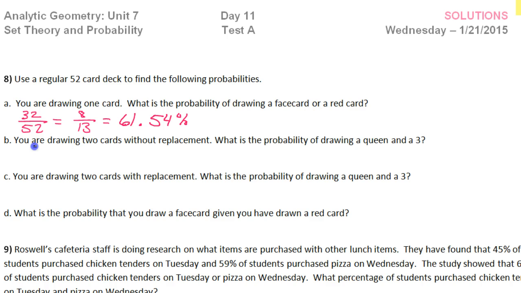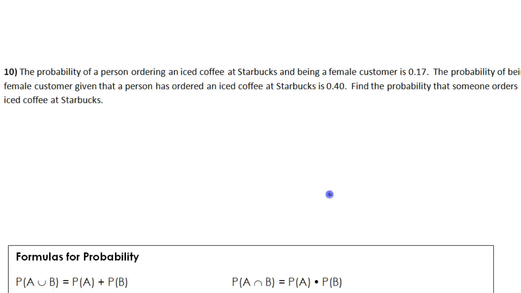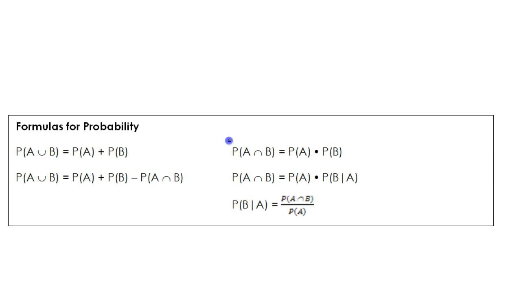Okay, now moving on. You are drawing 2 cards without replacement. What is the probability of drawing a queen and a 3? So without replacement, that means we're drawing 1 card, and without putting it back, we're going to draw another card. So the probability of 2 things happening in a row like that. Here's the formula that we are working with. This one right here. Alright, the probability of the first thing and the second thing is the product of the 2 individual probabilities.